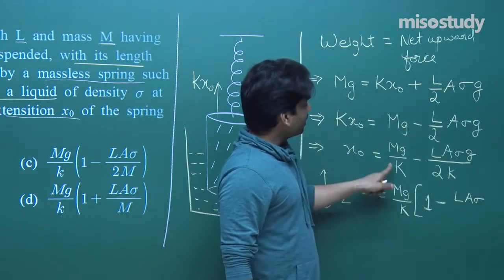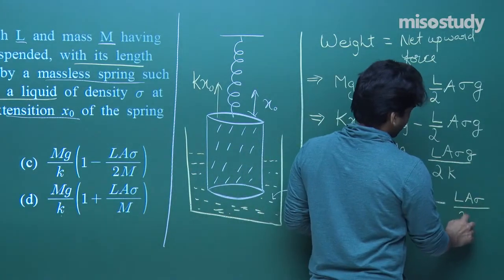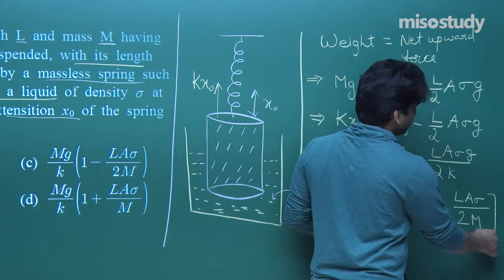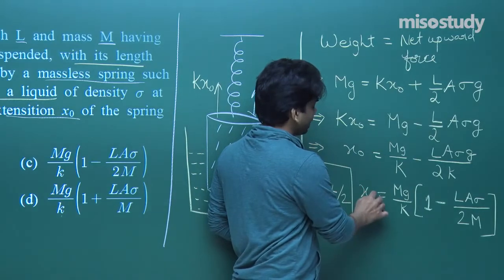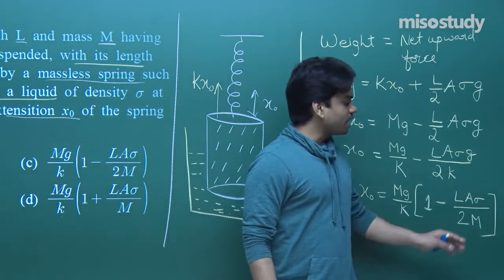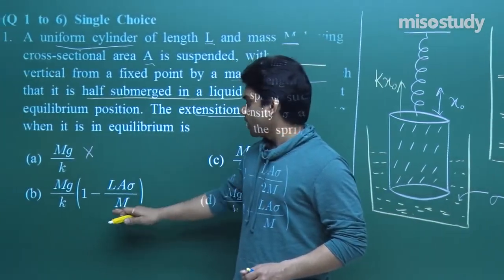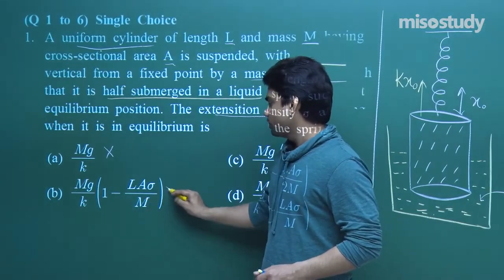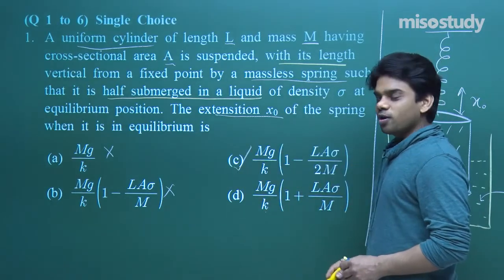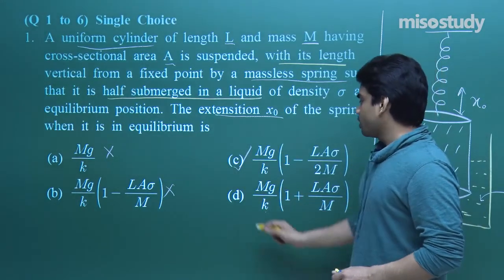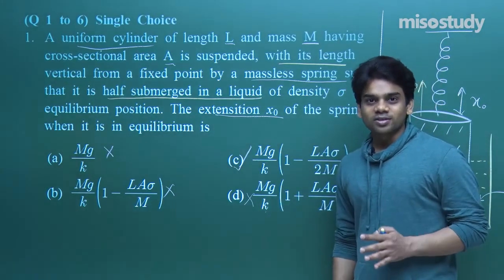Now see here you had mg and g you have taken outside, so it will not be a problem, and here you have to take 2 and you have to divide by m. L a sigma by 2m. So finally, the result that you are going to obtain for x naught will be equal to mg by k, 1 minus L a sigma by 2m. So mg by k, 1 minus L a sigma by m is incorrect, because 2 is not here. Mg by k, 1 minus L a sigma by 2m is the correct response. D, mg by k, 1 plus L a sigma by m, is incorrect. So now if you know accordingly how to proceed, you can easily score marks in your examination.